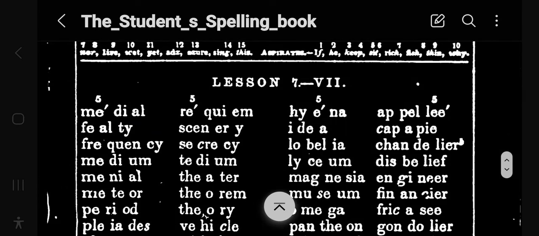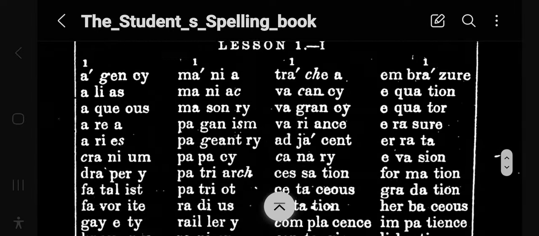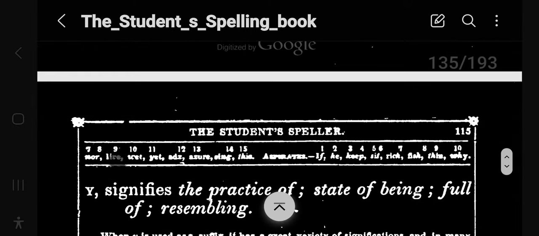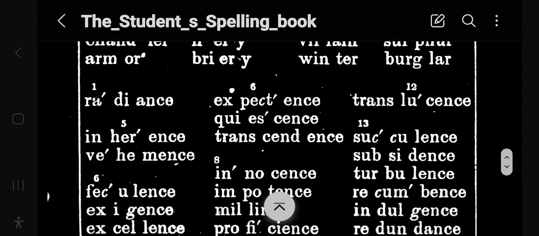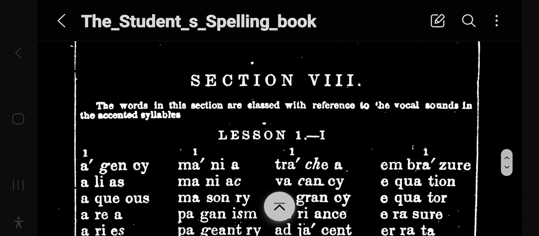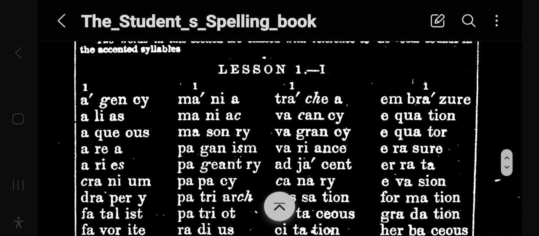Okay. Just randomly picking 7. Wait, how do we go from 50-something to 7? This is 56. So there must be sections 5, 6, 7, 8. Section 8. Agony? I think that's an E. Alias. Aquios. Aria. Aries.